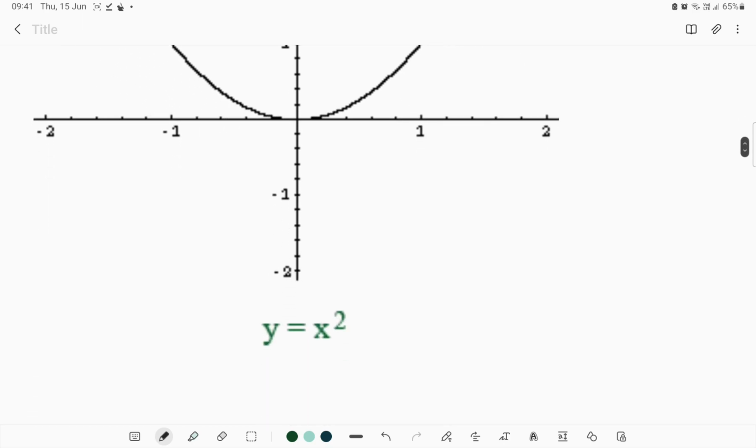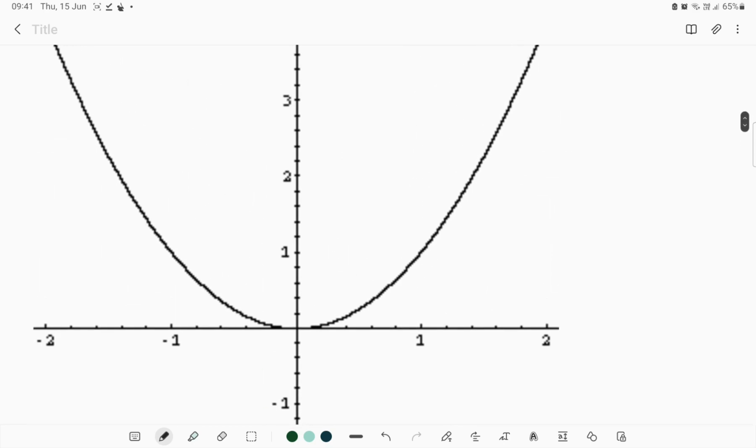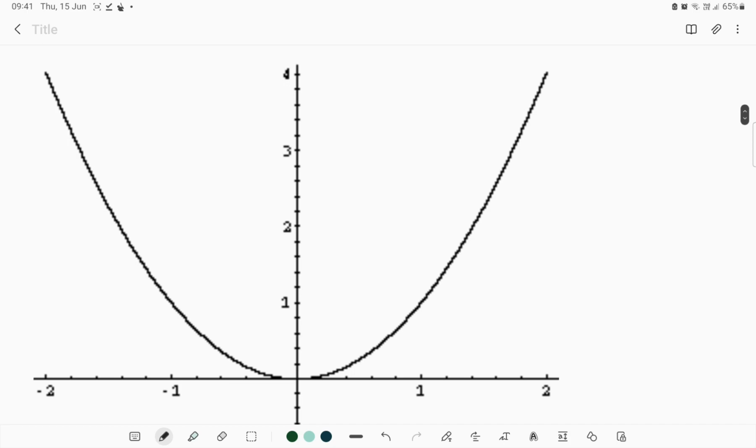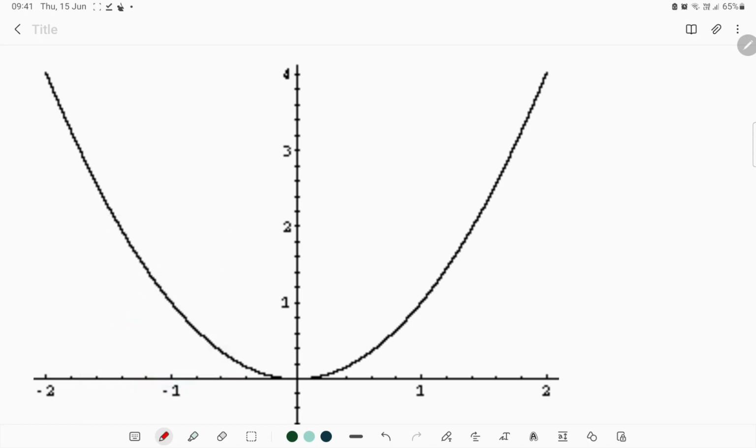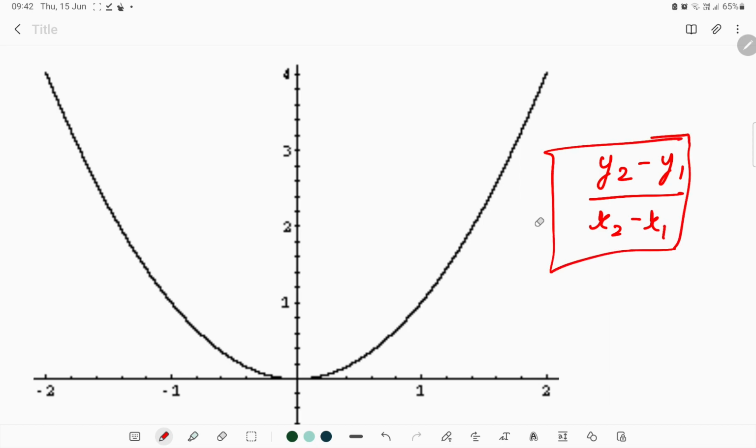Here I have a graph of y is equal to x squared, and pretty simple. I want to take out the slope of this graph. What is the slope? The slope is the steepness of the graph, and we calculate it with the formula y2 minus y1 upon x2 minus x1. I hope you guys know this from high school.